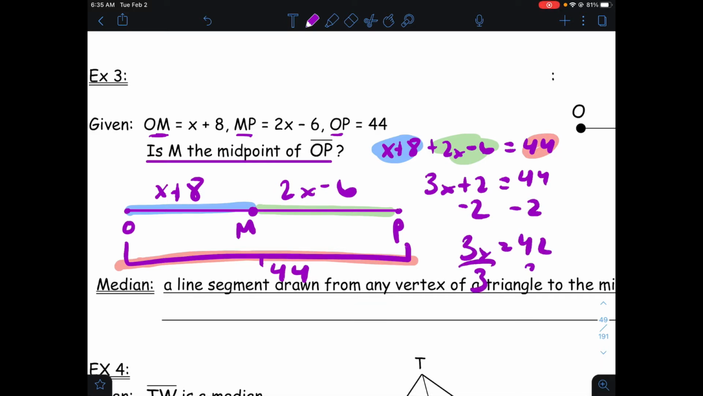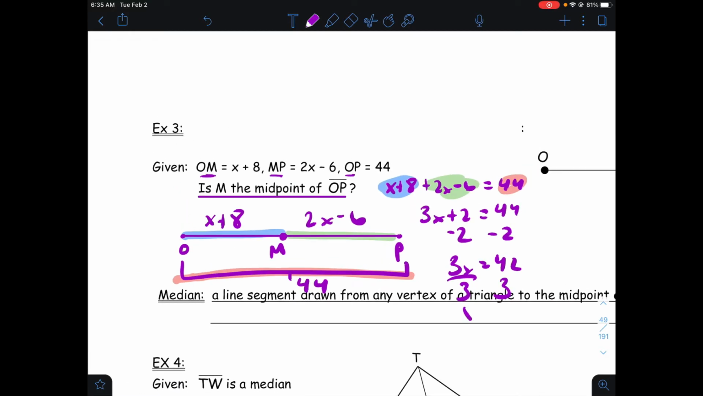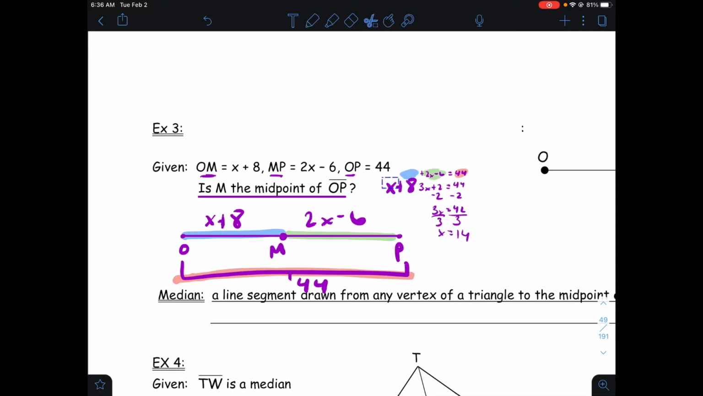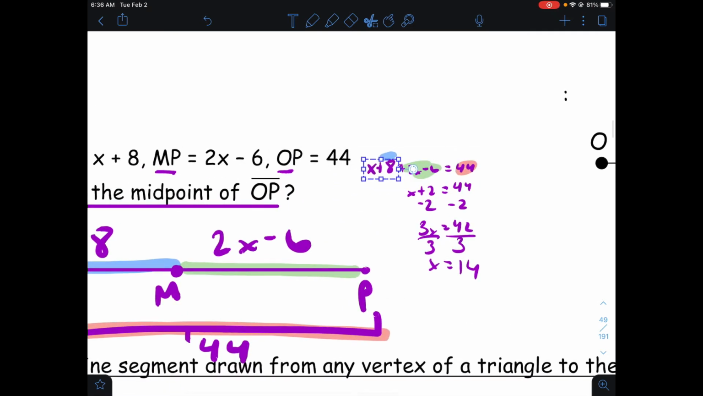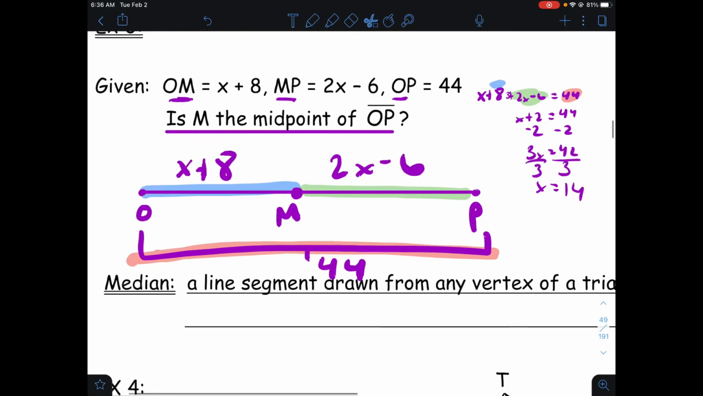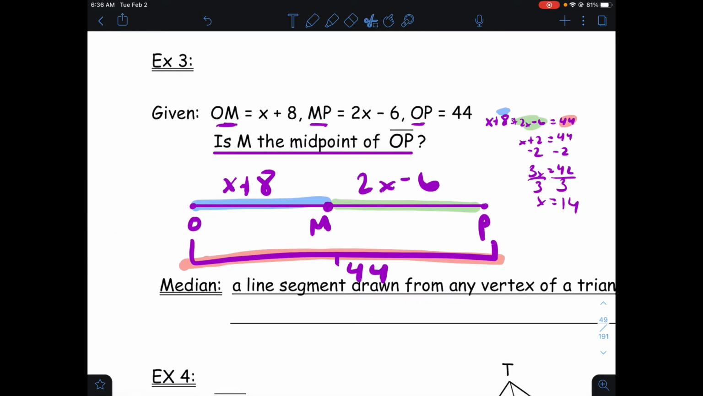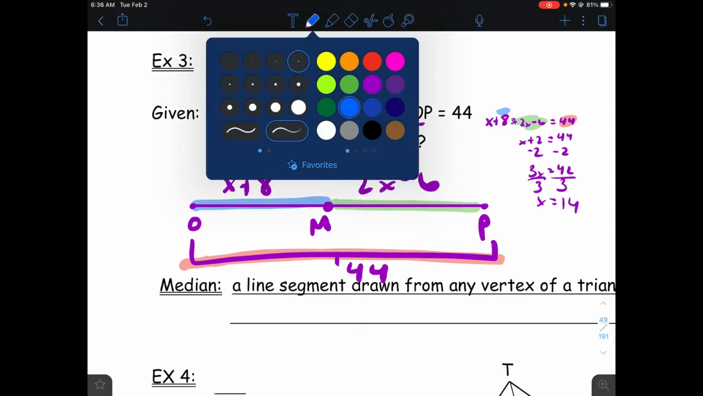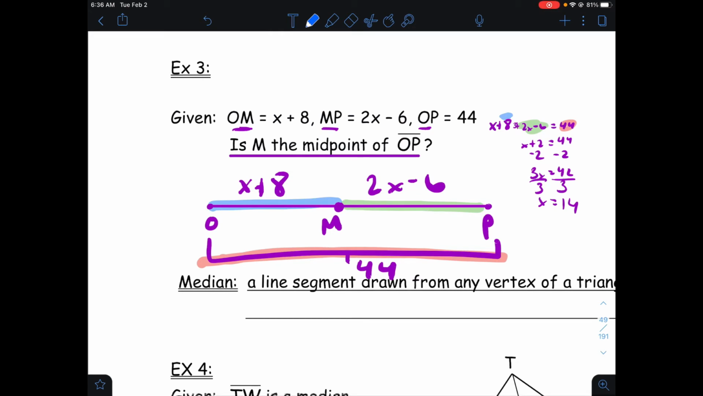We're going to divide by 3. So we do 42 divided by 3, and we get x equals 14. So now we know that x is 14, so we have to see if these two line segments are equal to each other. The blue guy, we can figure out what OM is by plugging in 14.